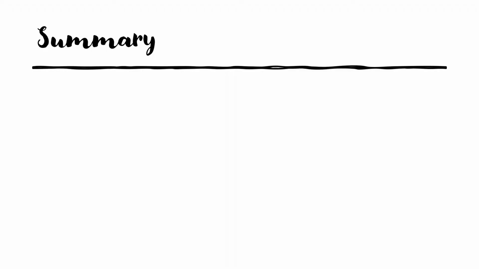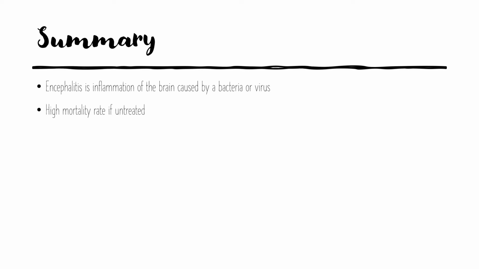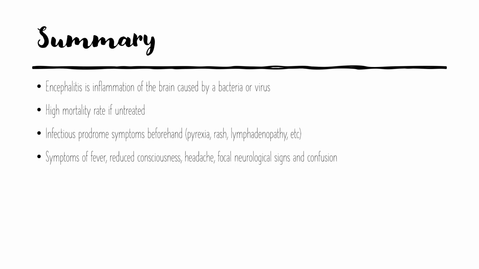Okay, that was a whistle-stop tour through encephalitis, so let's recap. Firstly, encephalitis is an inflammation of the brain caused by a bacteria or a virus. It has a high mortality rate if it's left untreated. Patients tend to have this infectious prodrome symptoms beforehand, so things like a rash, raised lymph nodes, that sort of thing. Then they get the newer symptoms like fever, reduced consciousness, headache, focal neurosigns, and confusion.